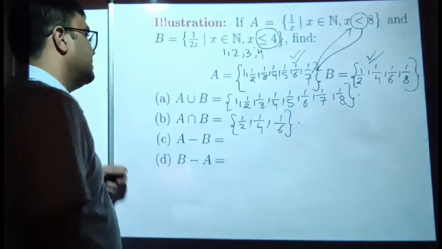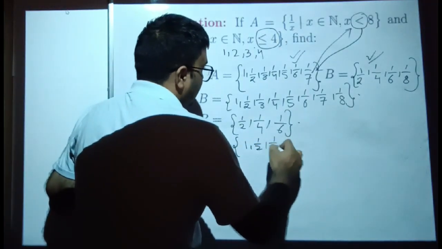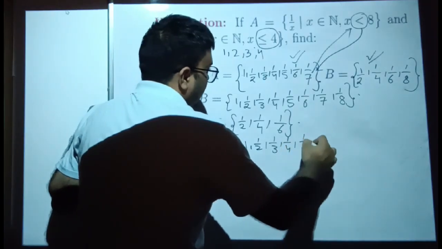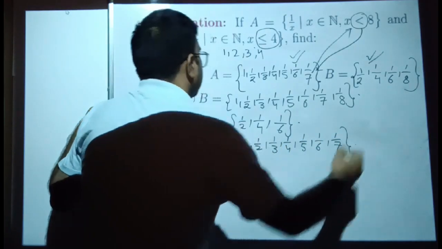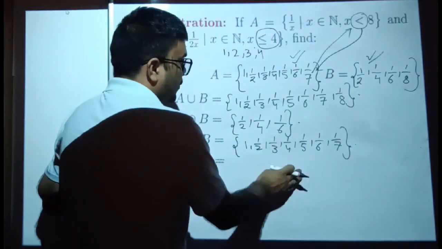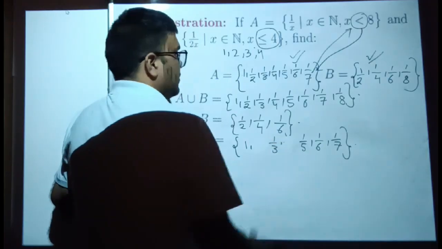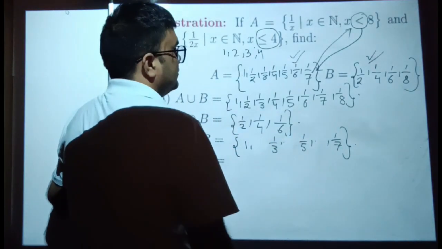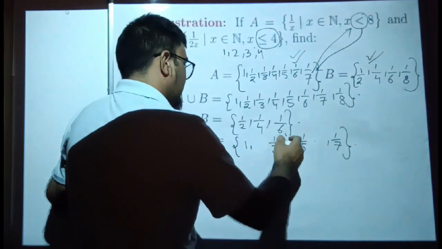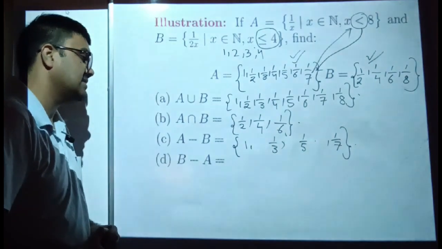Next is A minus B. We are talking about the elements 1, 1 by 2, 1 by 3, 1 by 4, 1 by 5, 1 by 6, 1 by 7. These are the elements of A. Remove from this set the elements of B. 1 by 2 is removed, 1 by 4 is removed, 1 by 6 is removed. So we are left with the set 1, 1 by 3, 1 by 5 and 1 by 7.